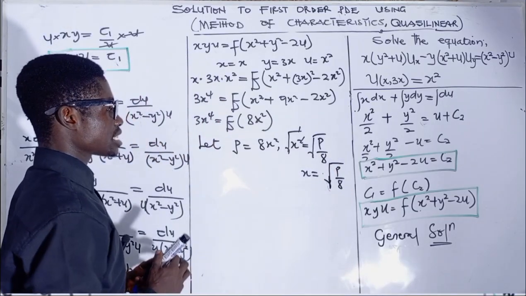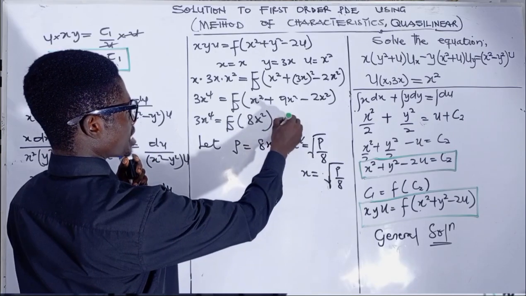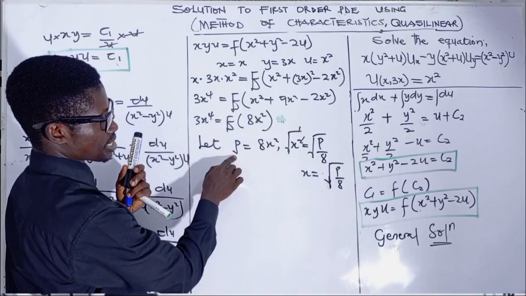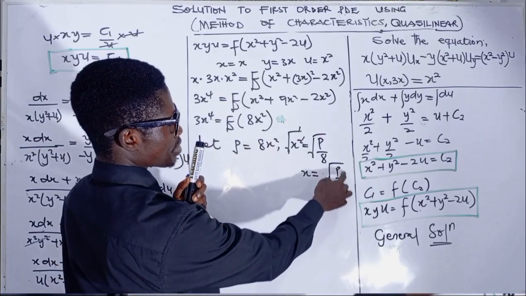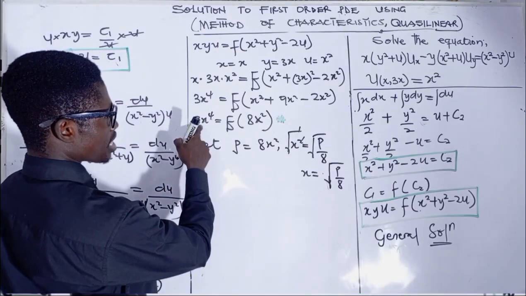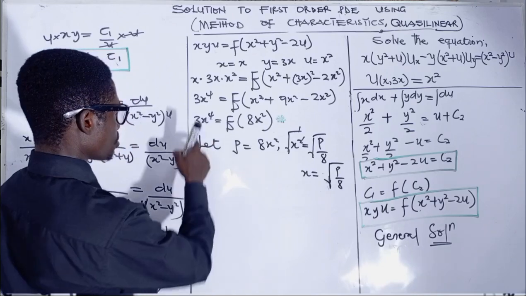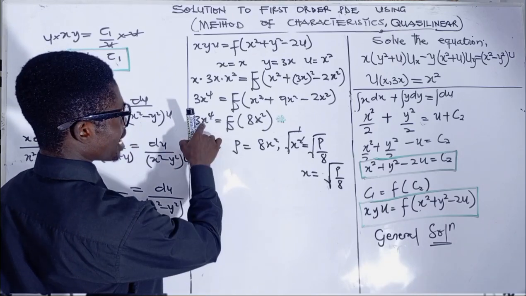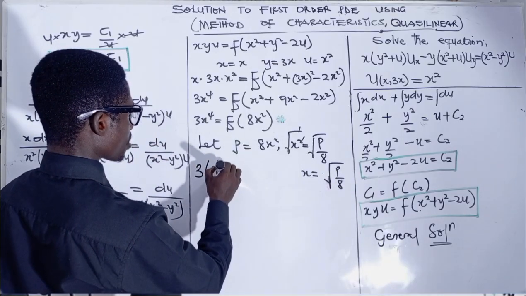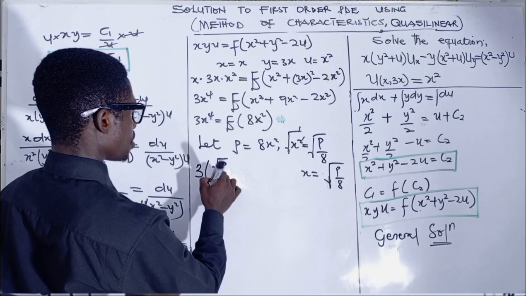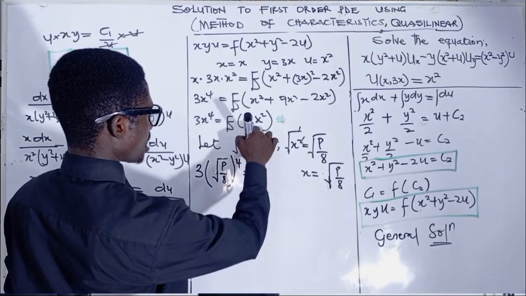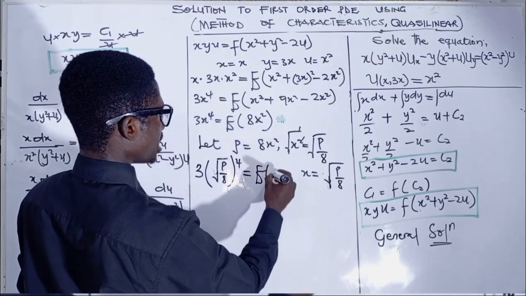So this means that wherever we see 8x squared in this equation, we are going to plug in p. And wherever we see x, we are going to plug in root of p over 8. Very interesting. So we have here 3x raised to the power 4. We have 3 as the constant, so let's write it. We have our x to be root of p all over 8, and all of this is raised to the power of 4. And then we have f of p is equal to 8x squared.